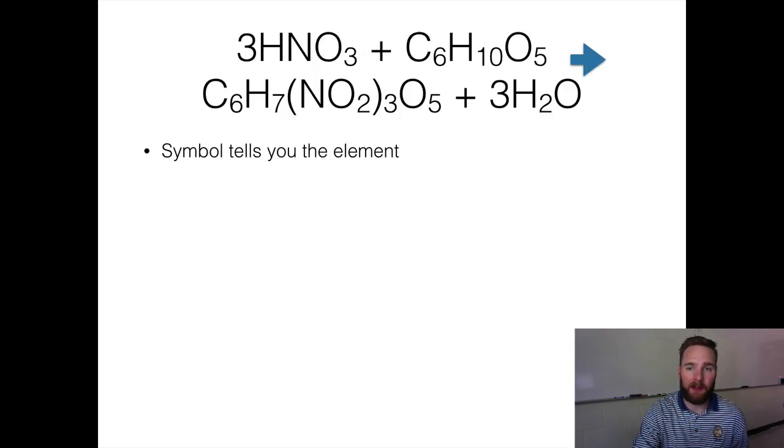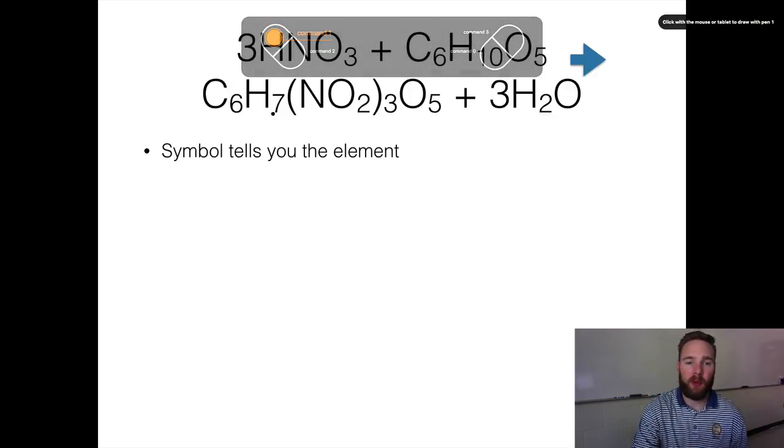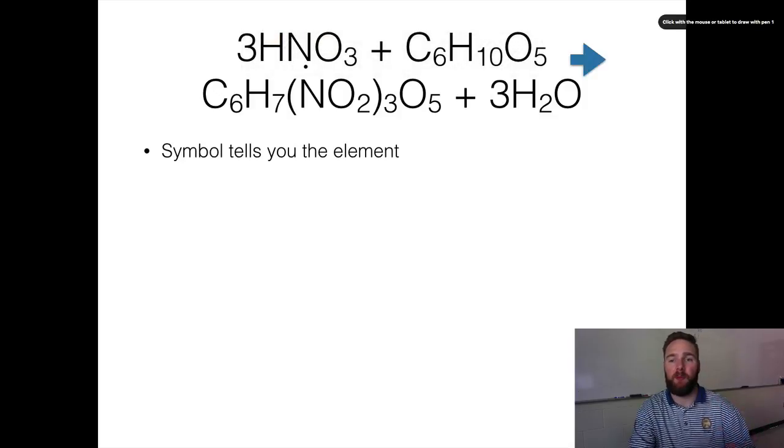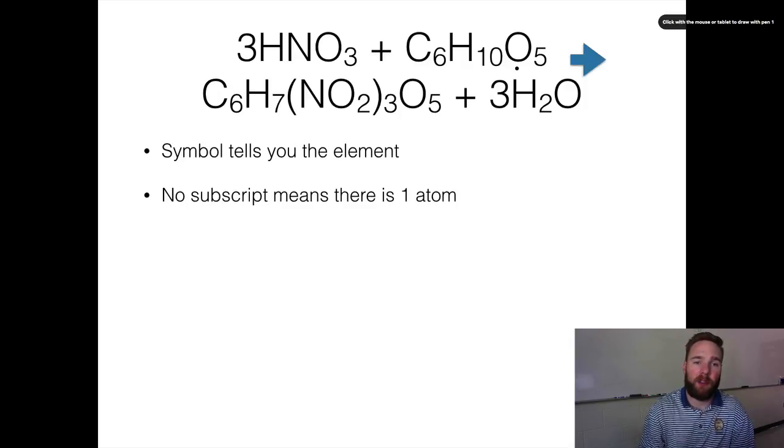Let's talk about this big guy, right? That looks a little bit intimidating, but we can break this down and we can have some rules for here, and we can talk about counting these atoms. So the first rule is that the symbol tells you the element. We just talked about this. So we have hydrogen here, we have nitrogen, we have oxygen, we have carbon, hydrogen, oxygen. So the symbol tells us the element.